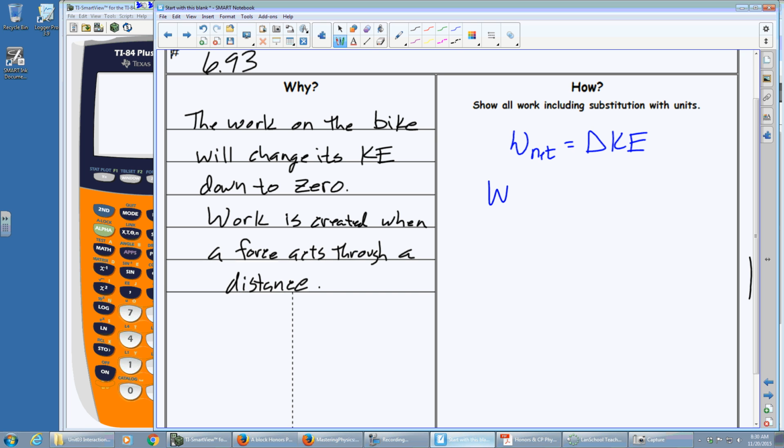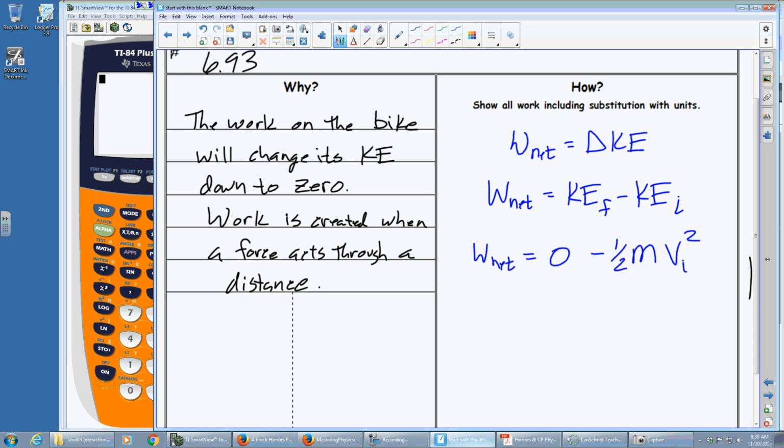And I'm going to start off by expanding out. Now let's see if it's changed. Is it initial minus final or final minus initial? Final minus initial. So KE final minus KE initial. And I know the final, that's 0. Minus KE initial, which would be 1/2 mass speed initial squared.